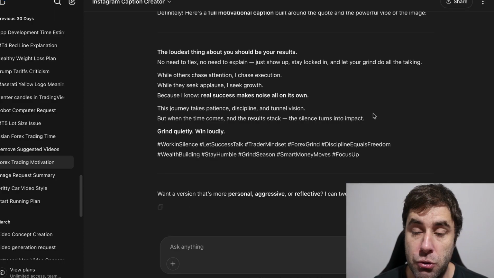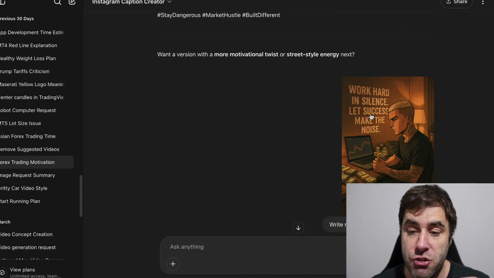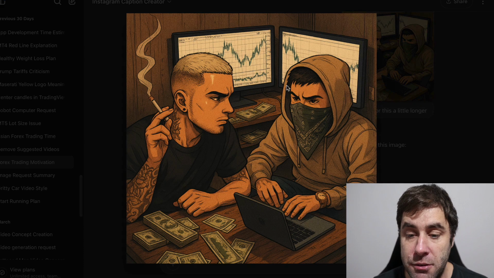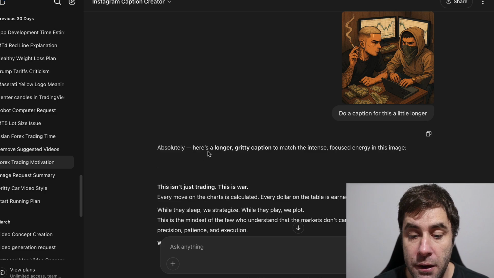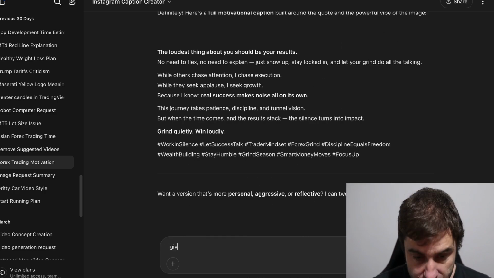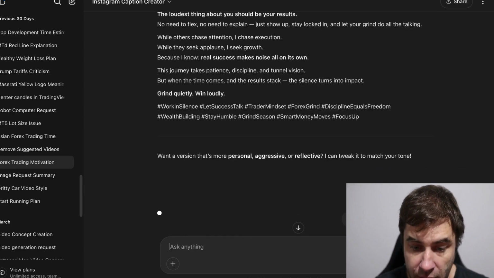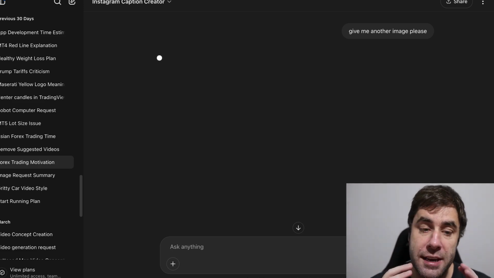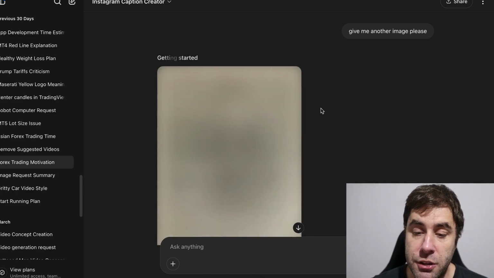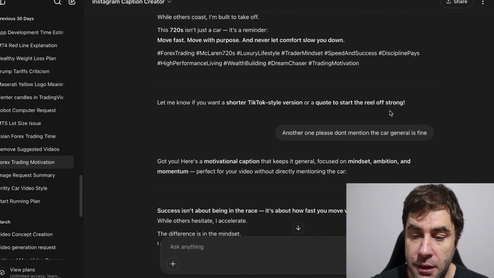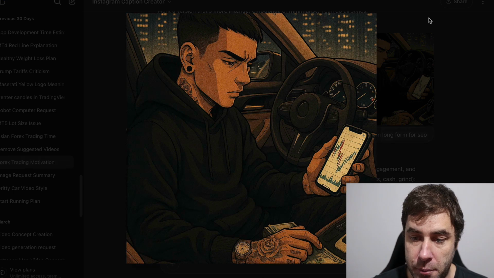What I did is I went to ChatGPT and I trained ChatGPT to create these types of images for me. As you can see, it's created these images for me. And what I can do now is I can just say to ChatGPT, give me another image, please. And because I've trained the AI, it will now go ahead and create these images for me. Super simple to do.